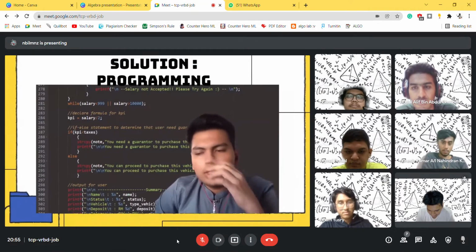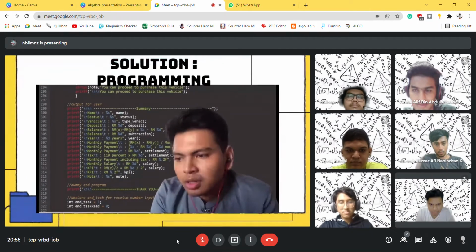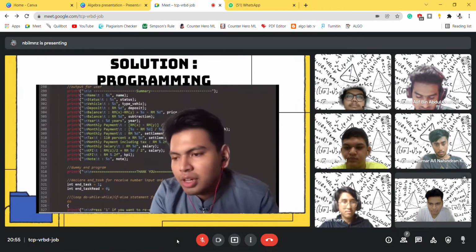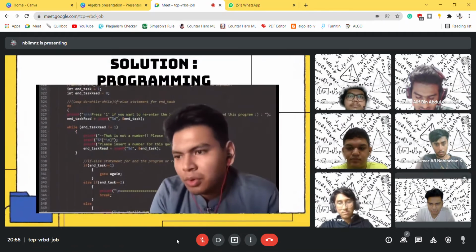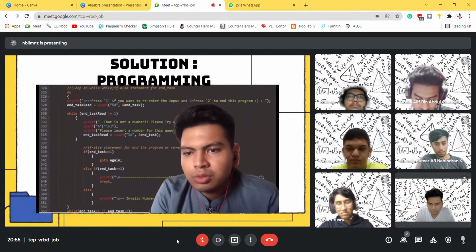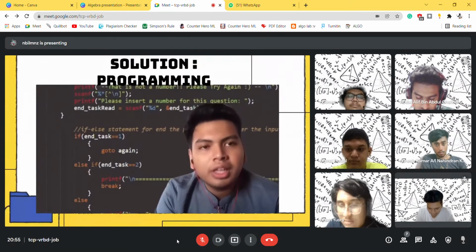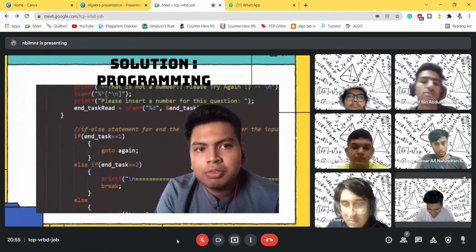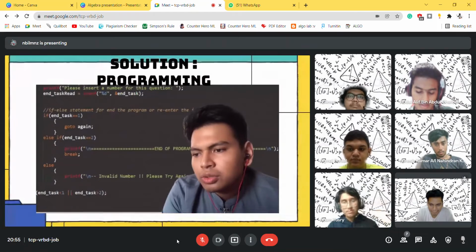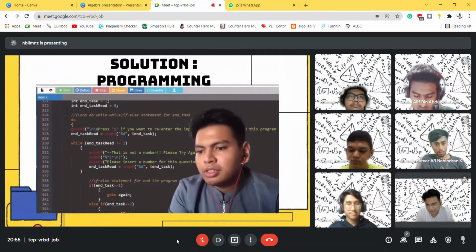So for output, I think it's the summary of what the user entered. The output shows the working steps. After the notes, the program shows thank you. Okay, after that, there is the end task for the function for the user. The printf says press 1 if you want to re-enter the input, and press 2 to end this program. If the user wants to re-enter, just enter number 1 and go to again. So this is the function of again that we declared early on. If we press 2, it shows printf end of program. So now we are going to run this program.